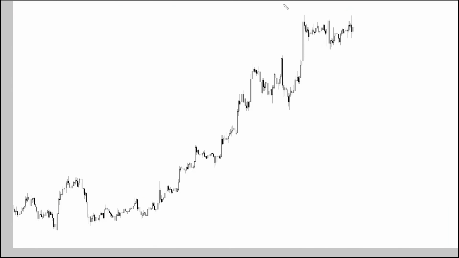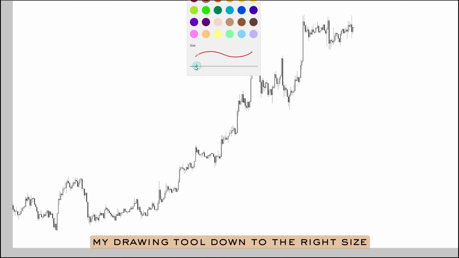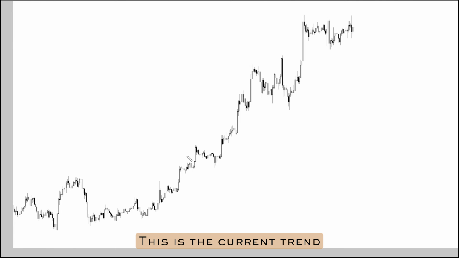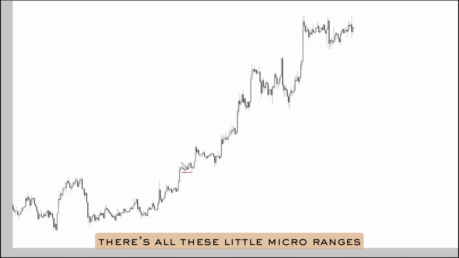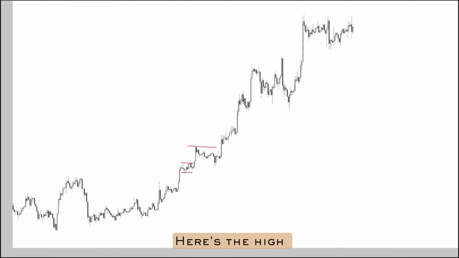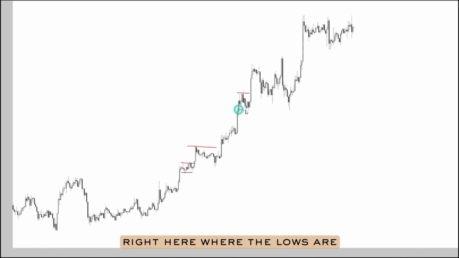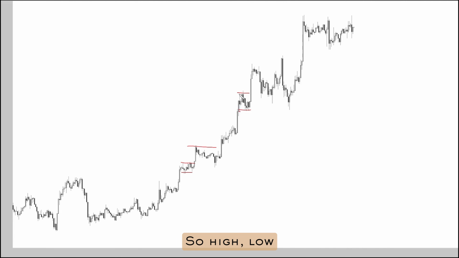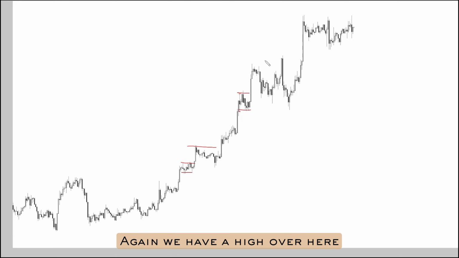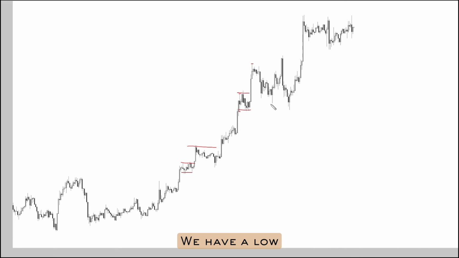This is the current trend. Make sure I have my drawing tool down to the right size. All right, this is the current trend. What you can see is that within the structure there's all these little micro ranges. Here's the high, you can see this little micro range right here. The lows, if you want to consider the low of the first rejection, so high, low. Again, we have a high over here, we have a low.